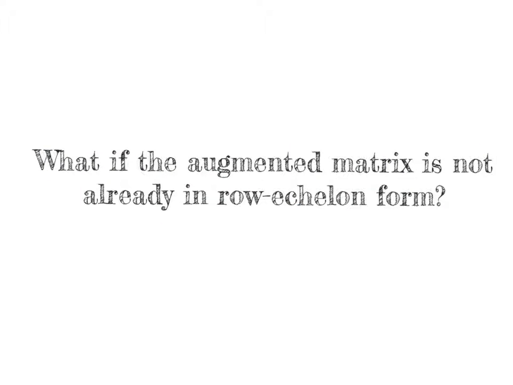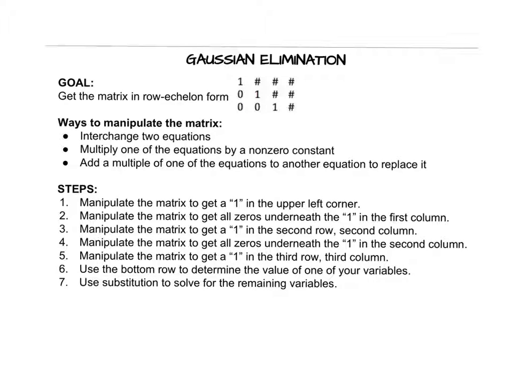What if the augmented matrix is not already in row echelon form? The rest of the video is showing you how to get your matrix in row echelon form in order to do what we just did on the first example. So here's your cutout for this lesson. It's titled Gaussian Elimination. It says right here, your goal is to get the matrix in row echelon form, so it looks like this. However, go ahead and put your little brackets on it. That was not typed onto your handout.